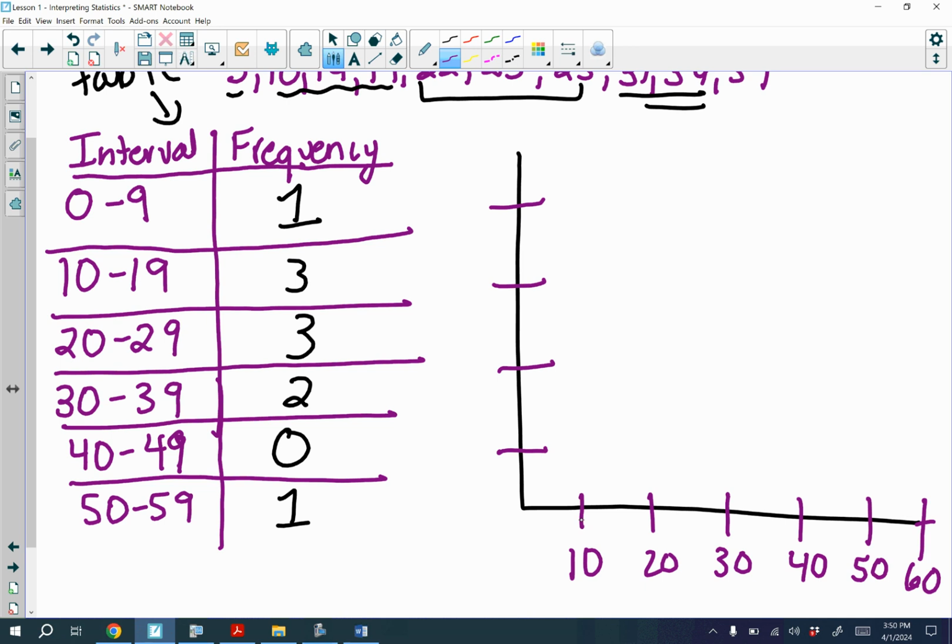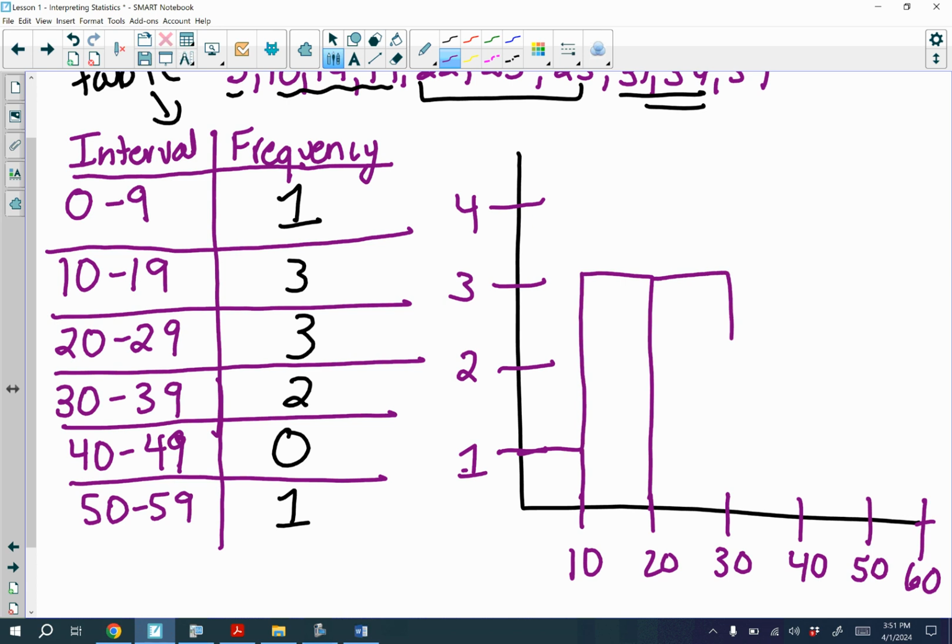Now notice that 10 is not included in my first interval. It's included in the second. So when I go from 0 to 10, my frequency is just 1. So I just do this right here. Now for my next one, this from 10 to 20 is actually representative of 10 to 19. Notice my frequency is 3, so I need to show that. There we go. Now notice there are no gaps. Whenever you do a histogram, there are no gaps between the bars. Now 20 to 30 really represents 20 to 29. So 30 is not included here, but 20 is. So once again, that's 3.